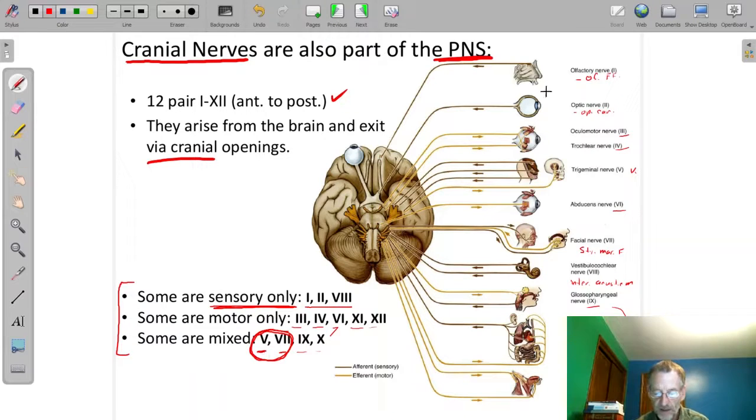So notice on this figure, all 12 pair are indicated, and they have arrows going either into the CNS or coming out of the CNS. So going in are sensory, and coming out are motor. See if that makes sense. Olfactory was sensory only. Optic was sensory only. 3 and 4 were motor only, so there's only motor neurons, etc. Okay? So we will come back to more details later. Let's keep moving.